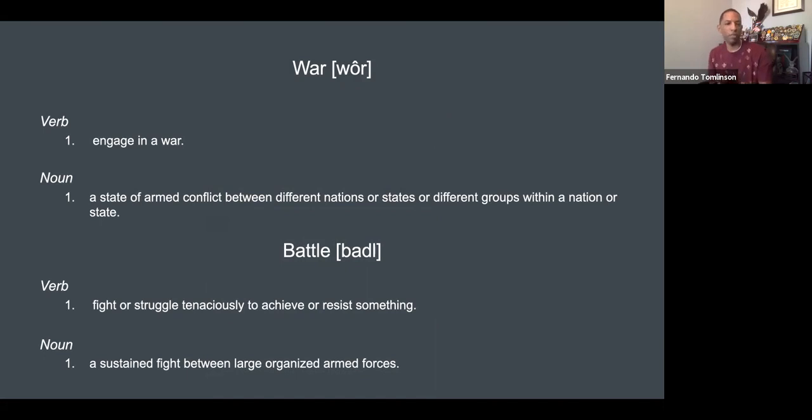Well, I look at what Webster says. Webster says engaging in a war is a verb. From a noun perspective, a state of armed conflict between different nations or states or different groups within a nation or state. When we look at battle, verb, fight or struggle tenaciously to achieve or resist something. Now, a sustained fight between large organized armed forces. Now, while these ransomware authors are not necessarily armed in the sense of kinetic weapons as we would see it, they're armed in the sense of malicious code. And the people that they're attacking are succumbing to that, and they're being forced into a long-term war, and in some cases, individual battles.